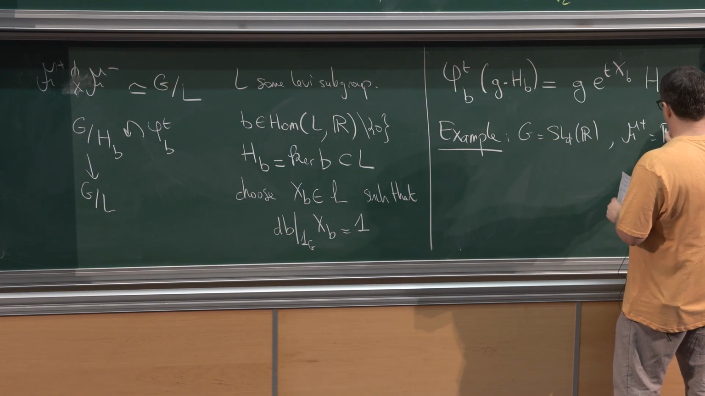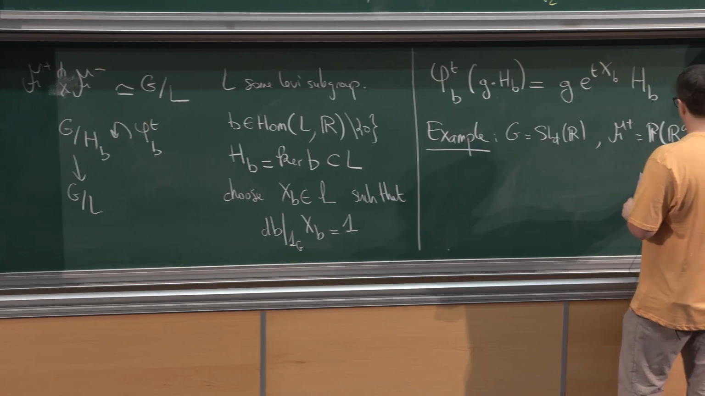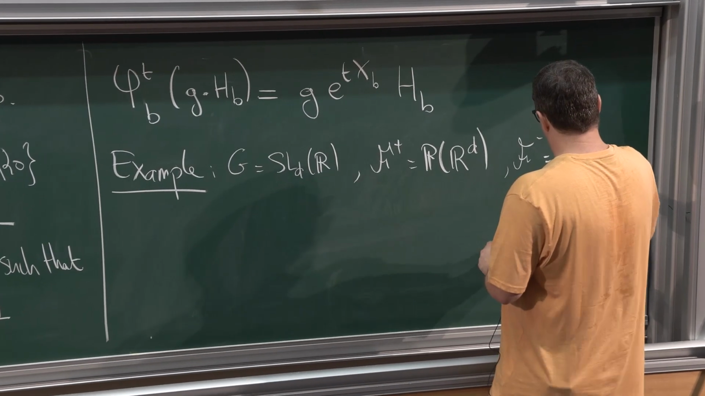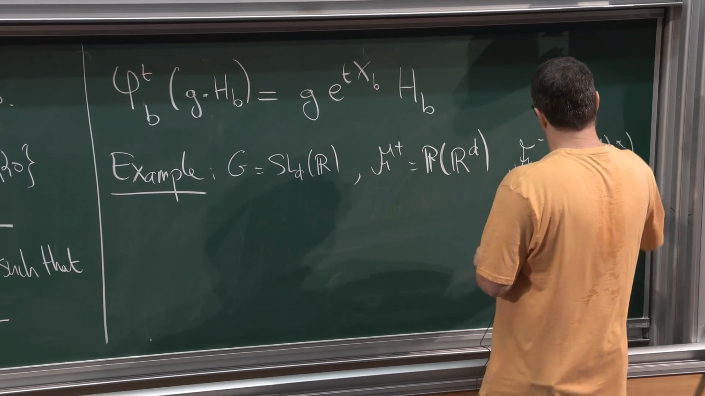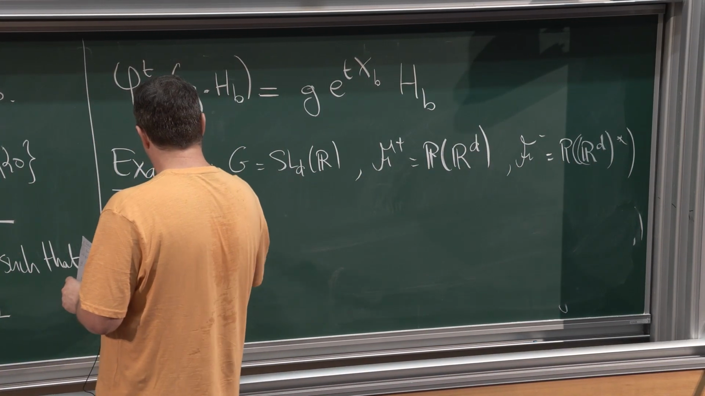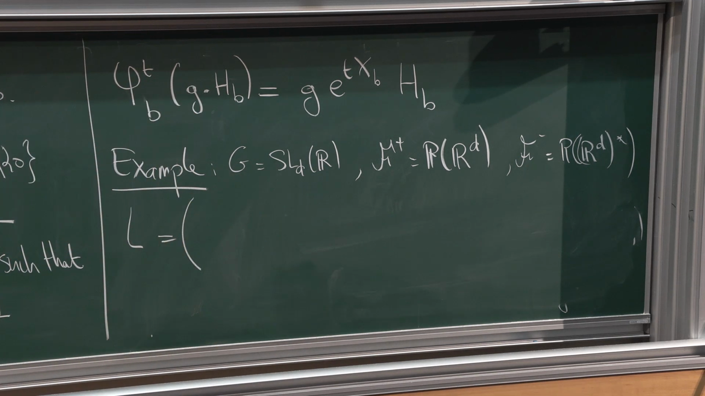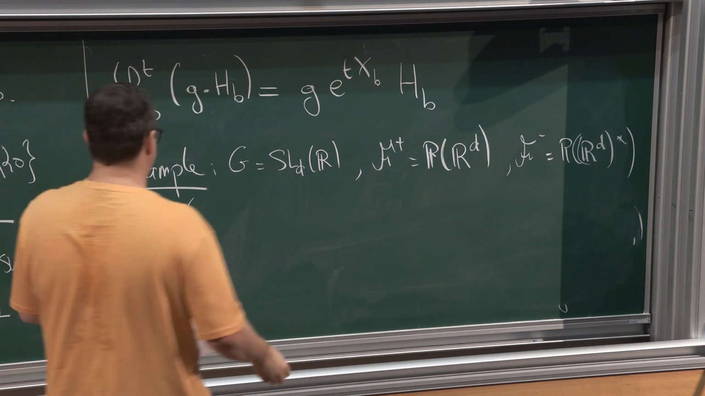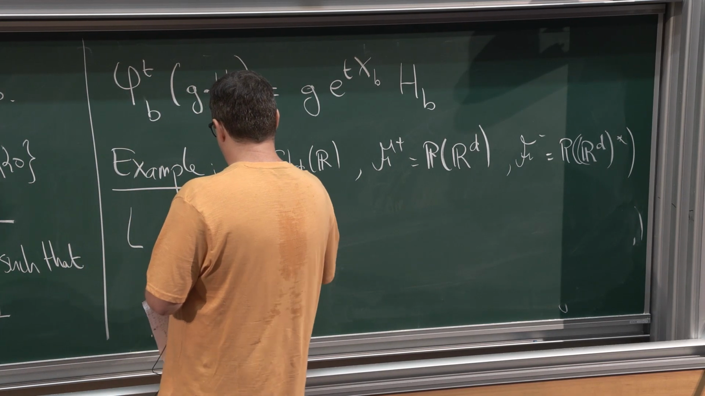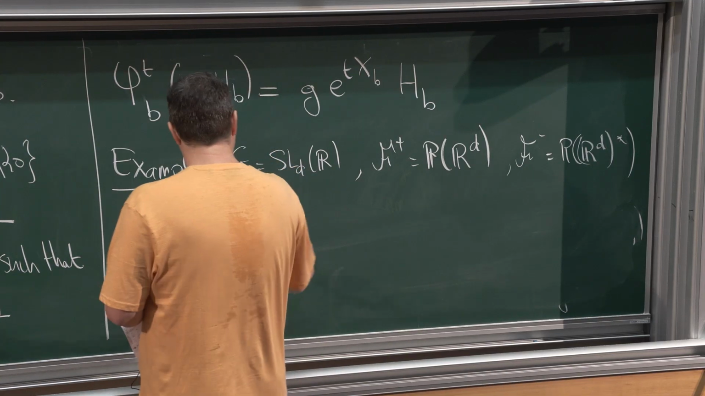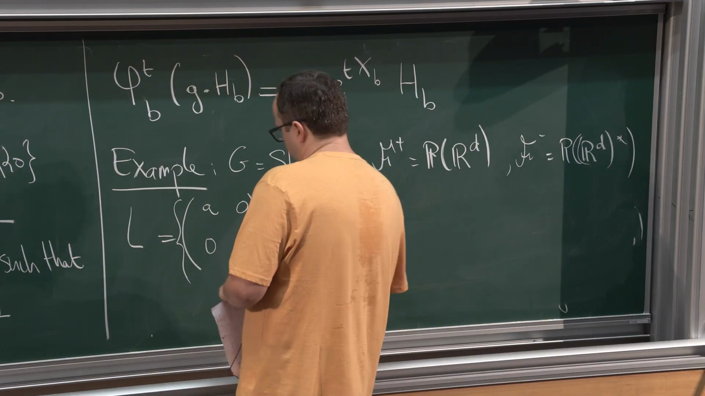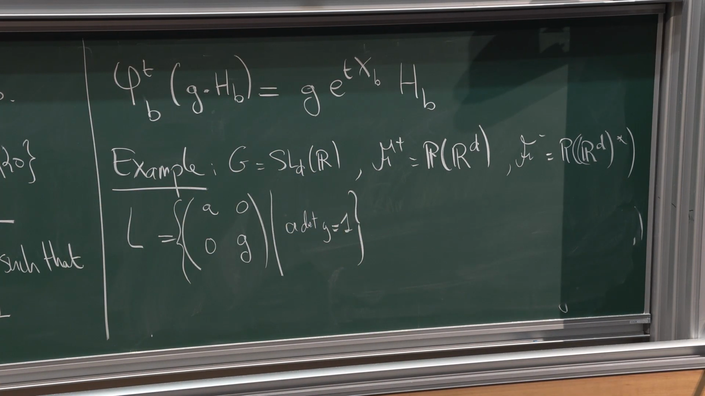Say F plus is the projective space, F minus the projective space of the dual. Right, so now your L will be block-wise diagonal matrices with one block of size 1. So it will be something like some number A, some matrix G, such that A times determinant of G is equal to 1. Okay.